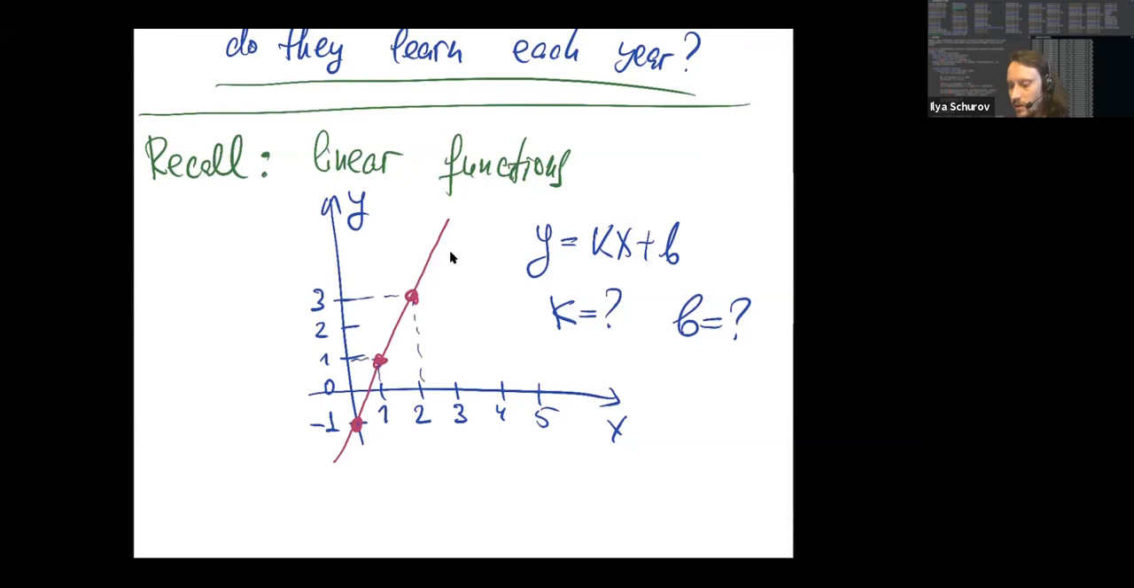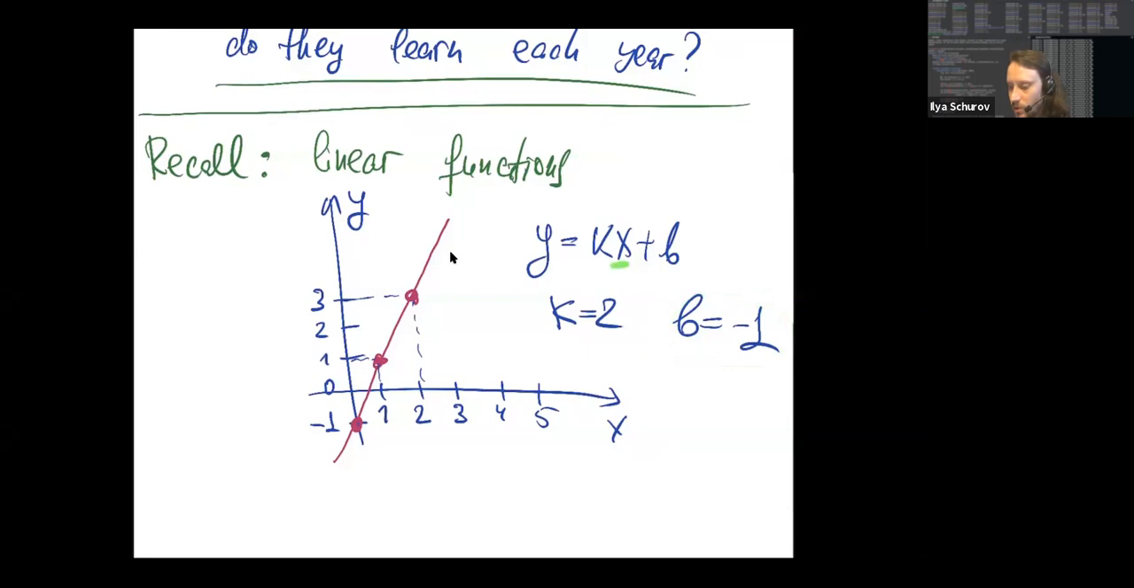So, any ideas? What are the values? Okay, 2 and minus 1. Let us look at these values. Indeed. First of all, it is easy to find the value of b, because what is the value of b?